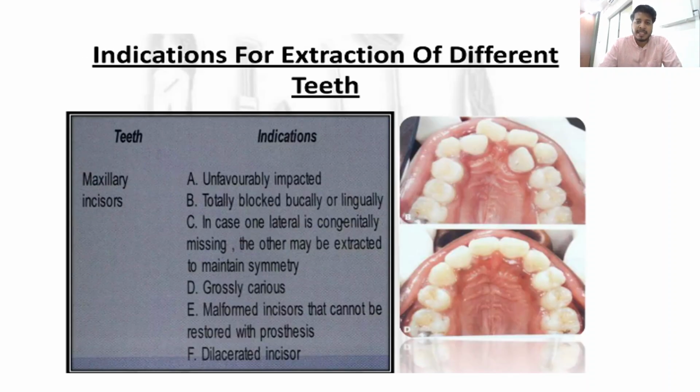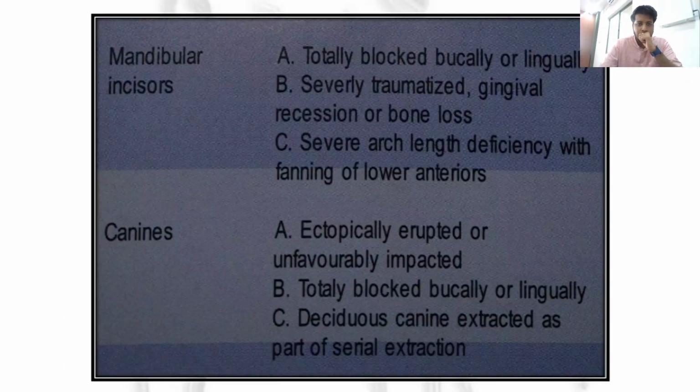Now, indications for extraction of different teeth. These are the indications for the extraction of maxillary incisors. Maxillary incisors are extracted mainly if the incisors are unfavorably impacted. Otherwise, it is the least commonly extracted tooth for orthodontic purposes. Mandibular incisors we will extract if they are totally blocked buccally or lingually, or severely traumatized, or if there is severe arch length deficiency with fanning of the lower anteriors. In such cases, you can extract mandibular incisors.